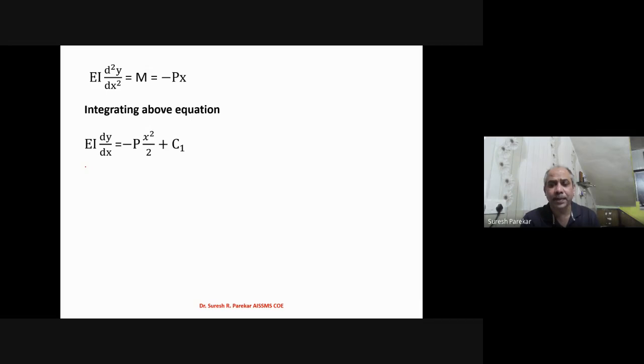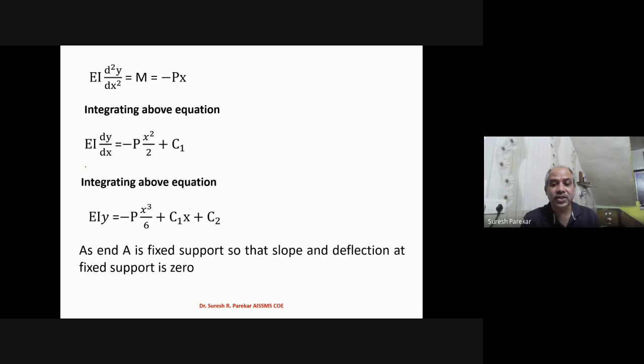We have only one compartment because we have the bending moment equation throughout the span as minus P into x. Then we integrate the above equation, so we get another constant of integration. And then by using boundary conditions, we determine C1 and C2, the constants of integration. Now we know at the fixed end, the slope is 0 and the deflection is also 0. So we have dy by dx equal to 0, and y equal to 0.